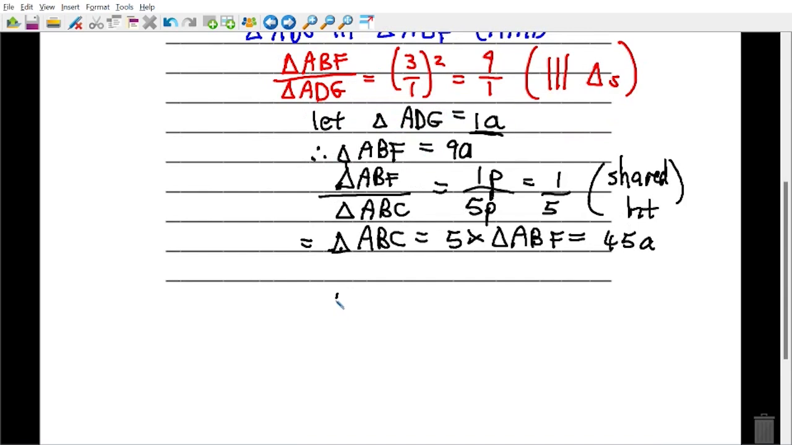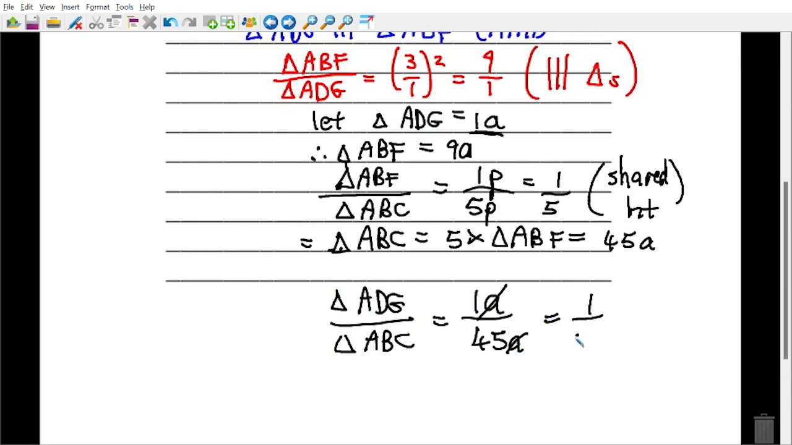So triangle ADG over the whole triangle ABC is going to be 1A to 45A. The A's can divide out and I get a final answer of 1 to 45. Okay, not easy, in fact quite challenging, but not too many ideas, really just similarity and shared height.